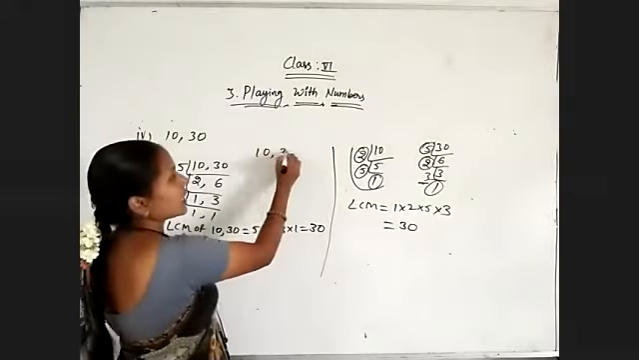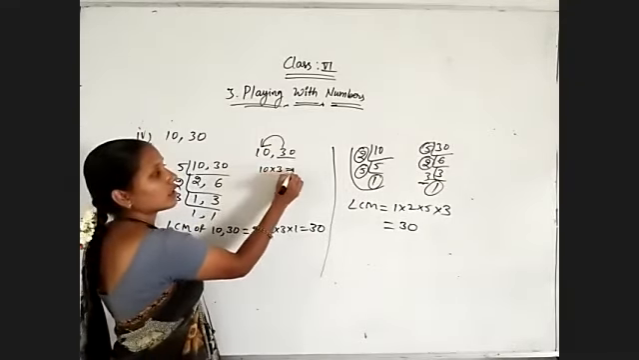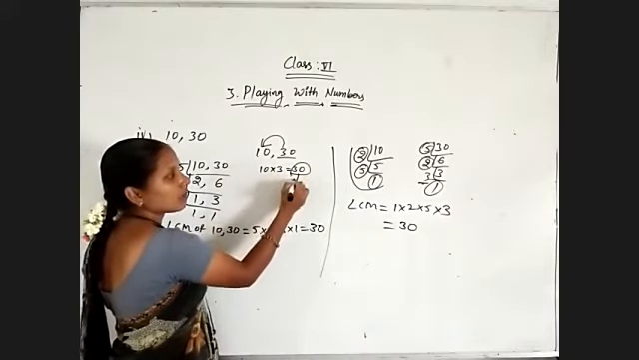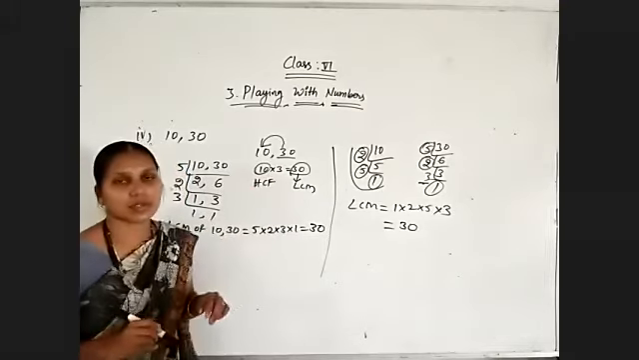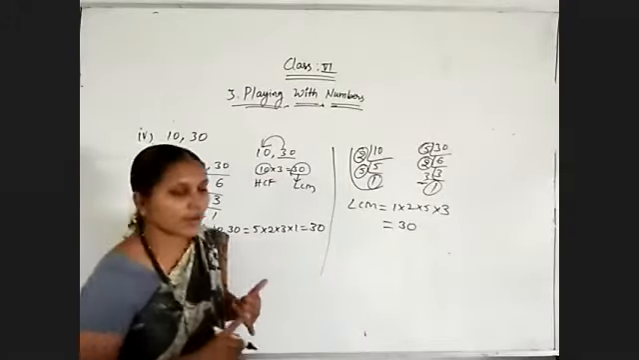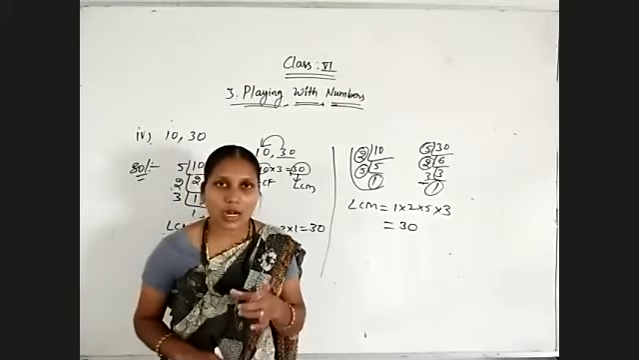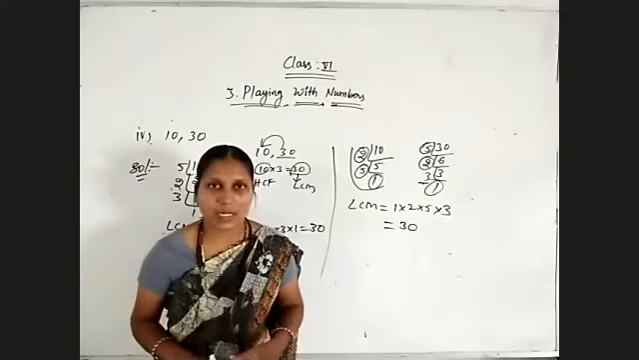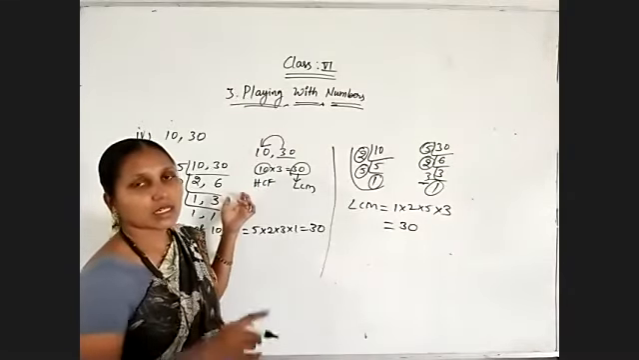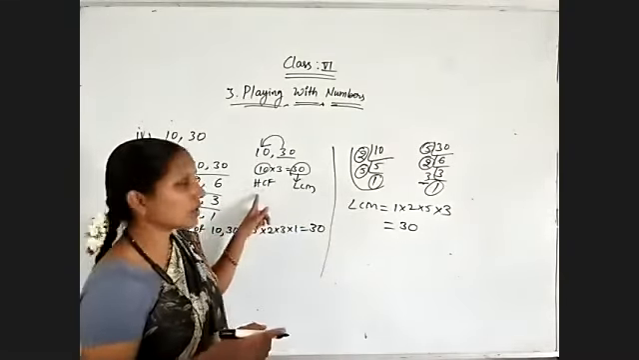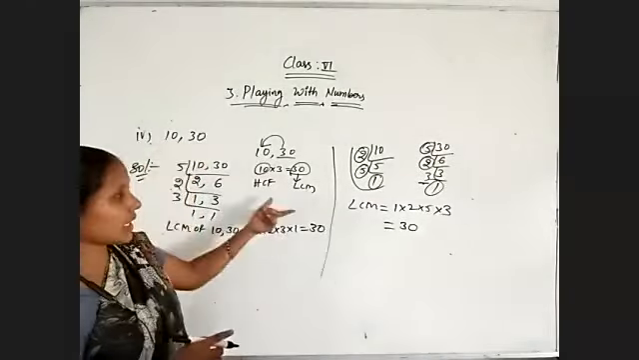For 10 and 30, in the 10 table, 10 3s are 30. So the greater number will be the LCM and the smaller number will be the HCF. This is one more bit type question. When two consecutive numbers are given, meaning their HCF is 1, their product only will become their LCM. When one of the two numbers is a multiple of the other number, the greater number will be the LCM and the smaller number will be the HCF. That's why this question is given, to identify that condition.